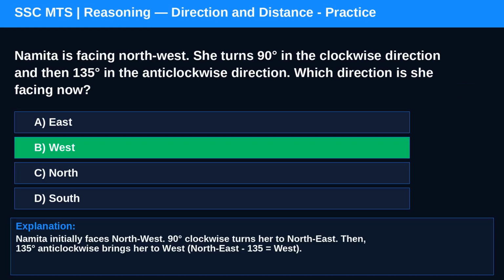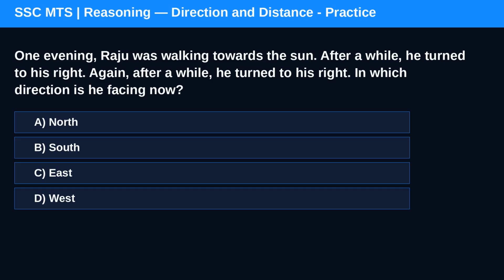Correct answer is B. Namita initially faces northwest. 90 degrees clockwise turns her to northeast. Then, 135 degrees anticlockwise brings her to west. Northeast minus 135 degrees equals west.